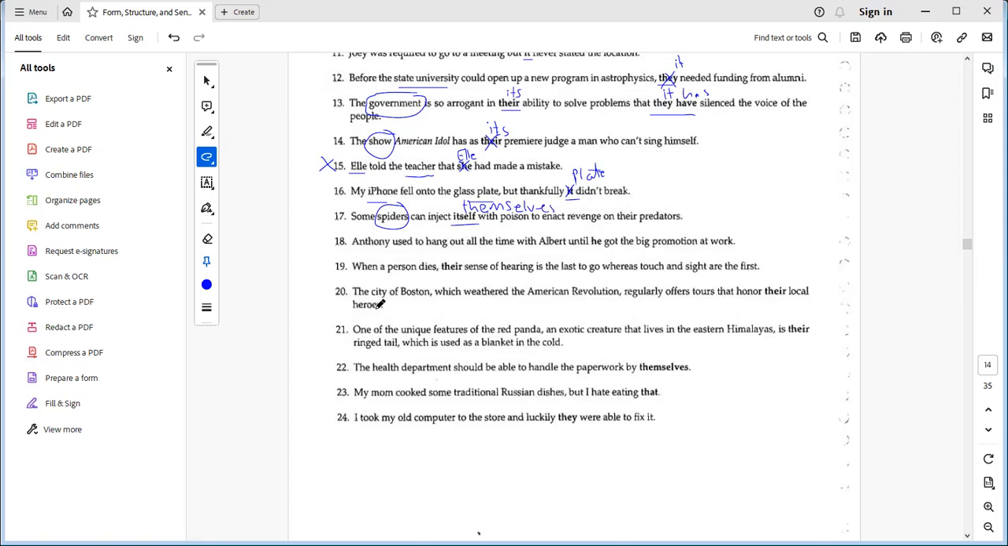Muhammad Badawi. Yes, Mister. Anthony used to hang out all the time with Albert until he got the big promotion at work. It's either Anthony or Albert. Excellent. Again, Basil, it will not come in the digital set.